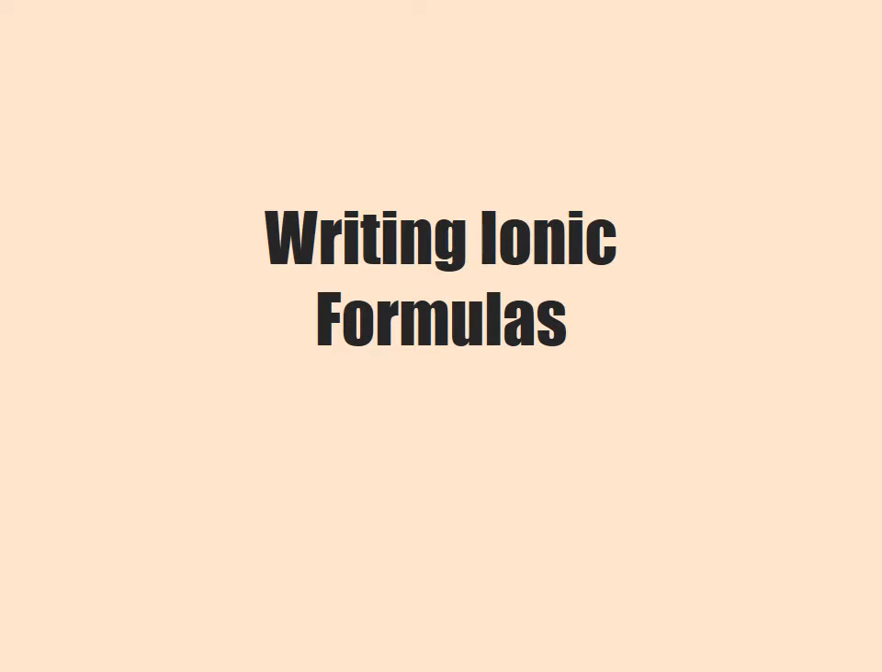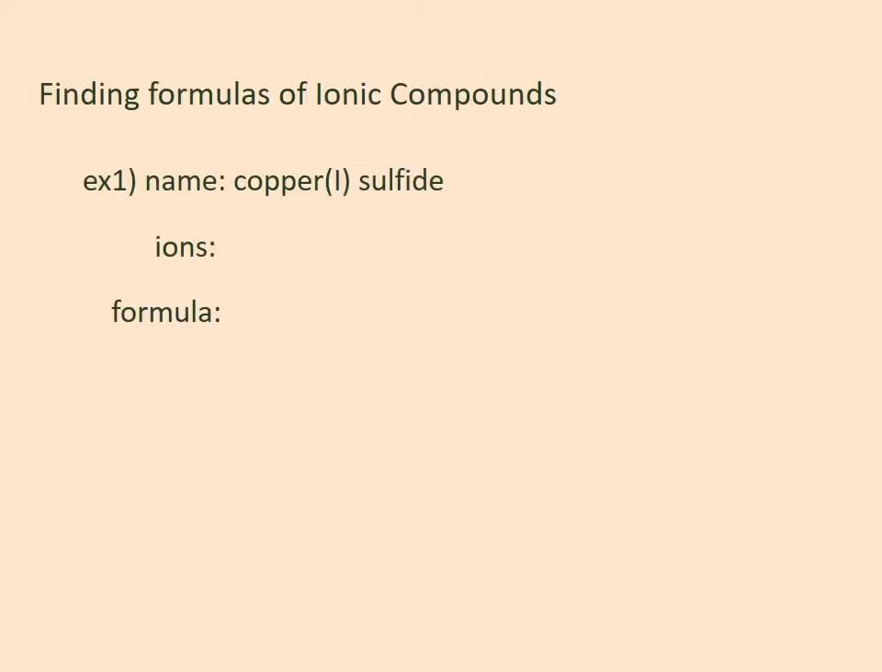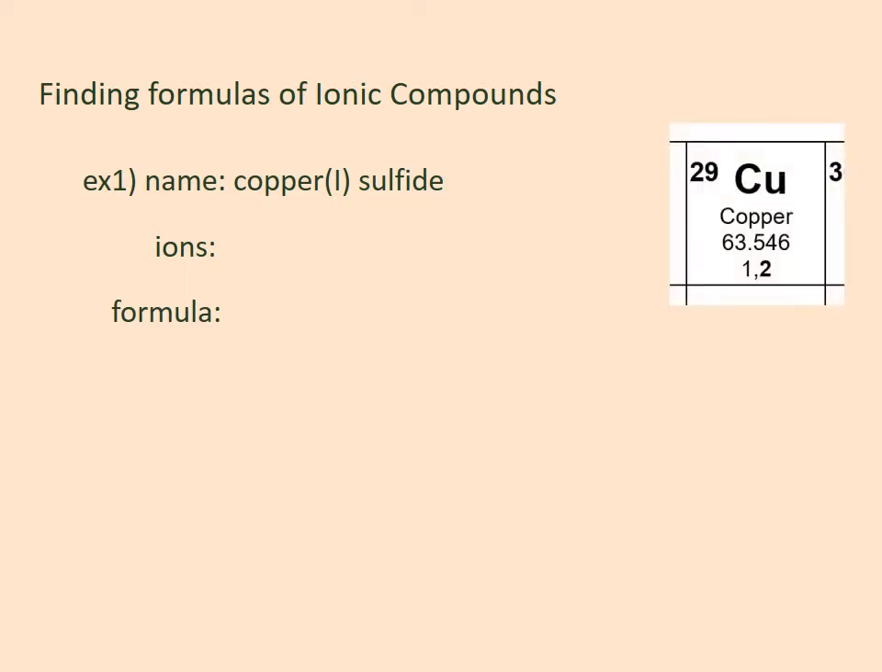Part 1. Write down on your loose leaf, writing ionic formulas. Example 1, copper 1 sulfide. I start by looking up copper to find its symbol, which is Cu. It can be a +1 or a +2. I know it's taking a +1 charge because I have a Roman numeral that tells me copper has the 1 charge. Then I look up sulfide on my negative list.